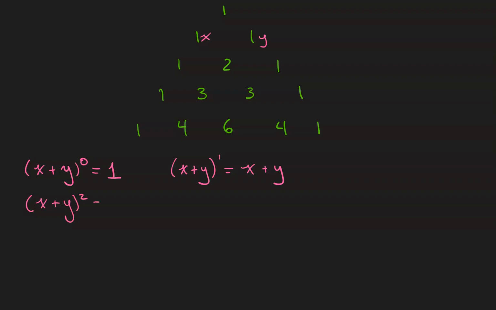X plus y squared, you probably know, is x squared plus 2xy plus y squared. The coefficient on x squared is a 1, the coefficient on xy is a 2, and the coefficient on y squared is a 1.